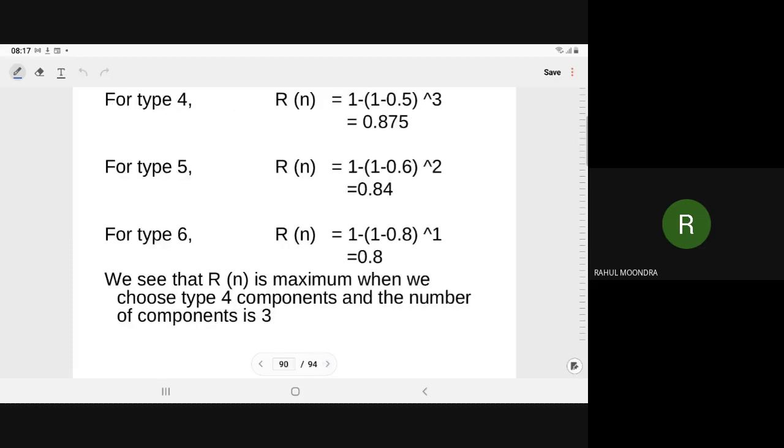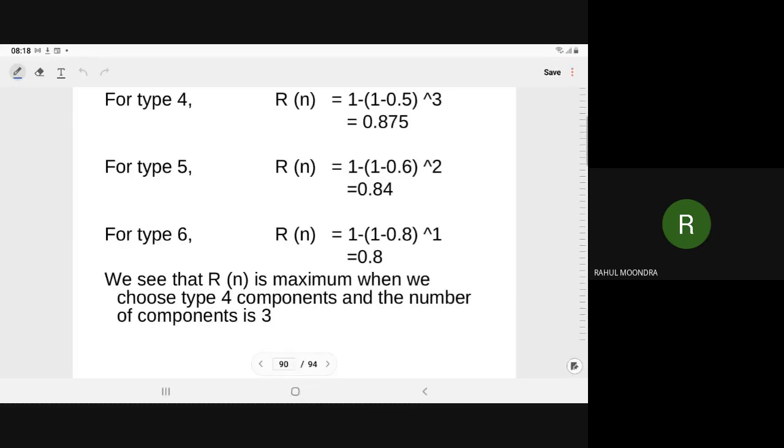Now the reliability of the system comprising type 4 components is equal to 1 minus 0.5 to the power 3. So it will come to 0.875. And the reliability with components of type 5 will be 1 minus 0.6 to the power 2, so 0.84. And for type 6, because we have only one component, it will remain the same, 0.8.